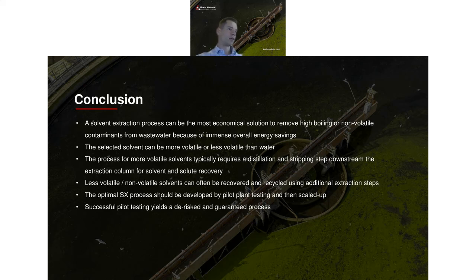So when you're looking to develop this process, you can do some lab testing to determine the solvent, determine the distribution coefficients, and then really you should go into a pilot plant to test out all the extraction columns in the process, get some good data, scale up from that, and also incorporate that data into an overall process simulation. And then if you have a successful pilot test, we can provide a guaranteed process. And the other nice benefit about pilot testing is you're going to greatly de-risk the overall process as well.